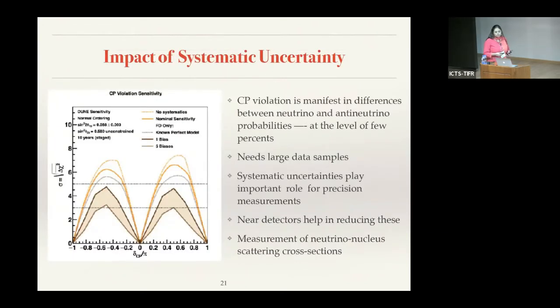I want to talk about the impact of systematic uncertainty because it will relate to my next slide. Here, we see that with no systematics the sensitivity is so high. However, if you increase the systematics, then your sensitivity decreases. So systematic uncertainties play a very important role for precision measurements, and near detectors help in reducing this. Precise knowledge of neutrino nucleus cross-section is very important for this.